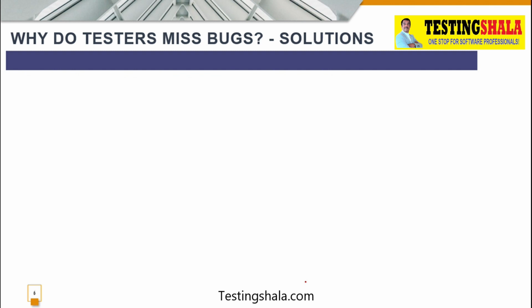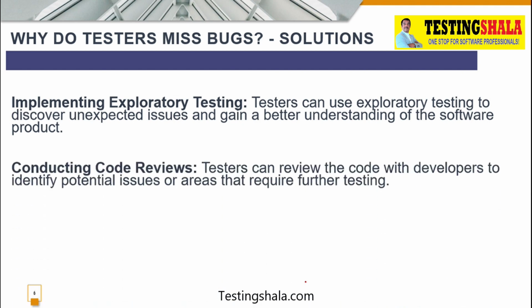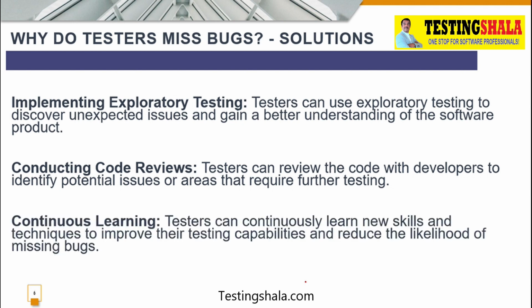The next aspect is that rather than just sticking to our test case testing, we should also explore exploratory testing, so that we can identify unexpected issues and get a better understanding of the product, so that we can easily find more defects or bugs. And doing regular code reviews or test case reviews can also reduce potential issues in any application. Continuous learning is also key.